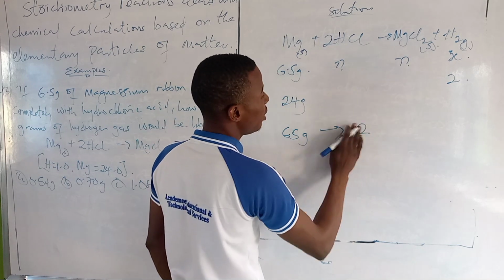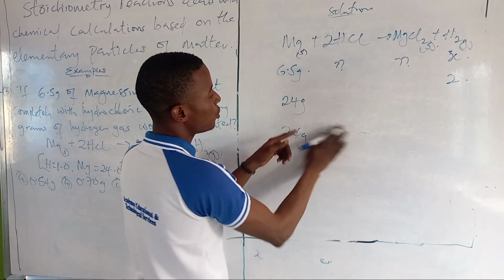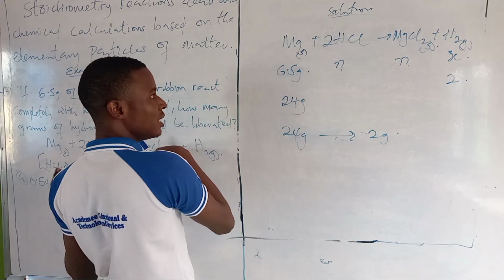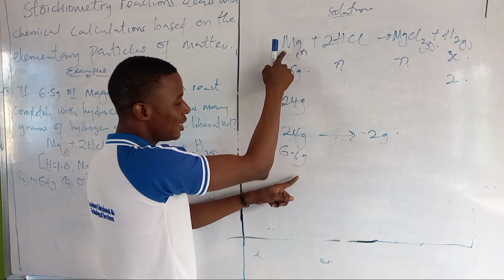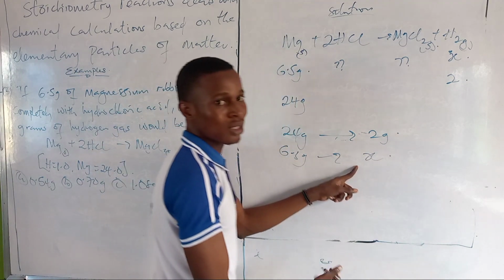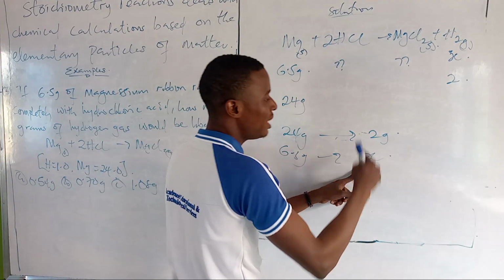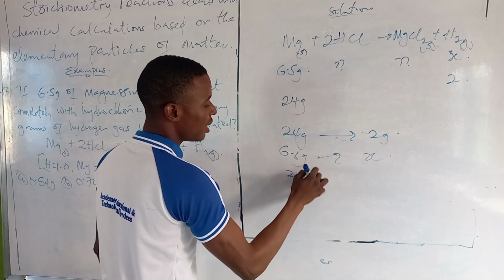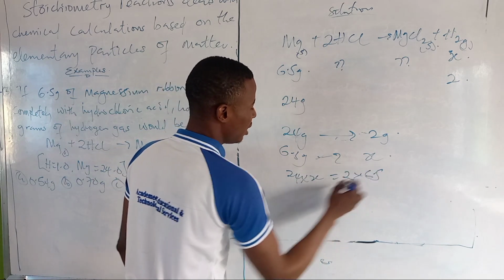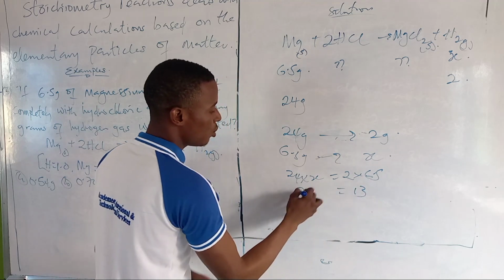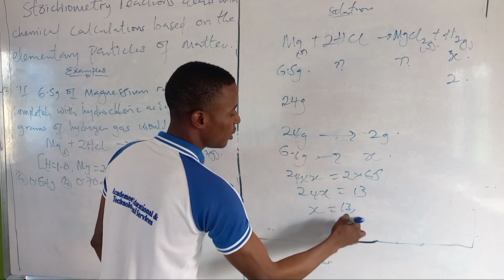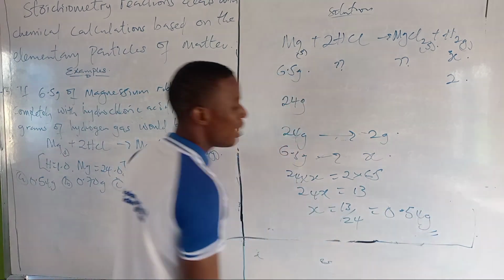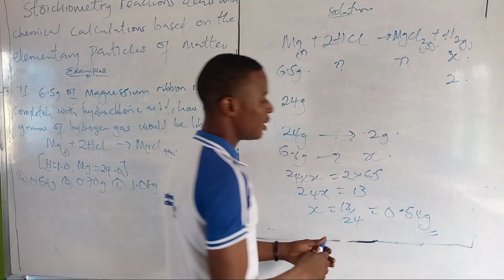So 24 gram of magnesium from the chemical equation reacts to give us 2 gram of hydrogen. But from the question, 6.5 gram of magnesium now reacts to give us x, because we are told to calculate the mass of the hydrogen gas evolved. You now cross multiply here. 24 times x is equal to 2 times 6.5. The 2 times 6.5 gives us 13, which means 24x equals 13. x will now be 13 over 24. The answer will now be 0.54 gram, which means the mass of hydrogen gas evolved is 0.54 gram. Thank you.